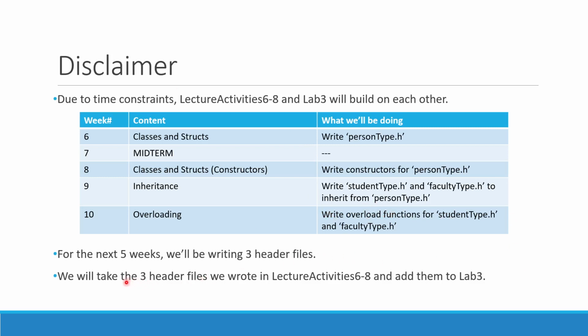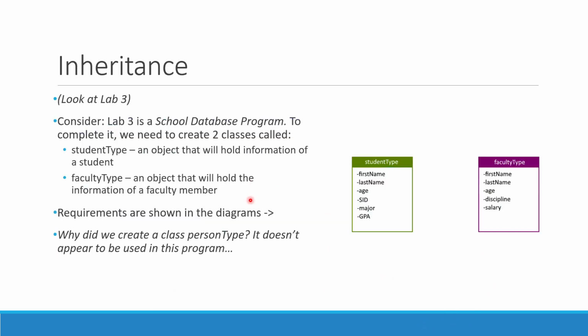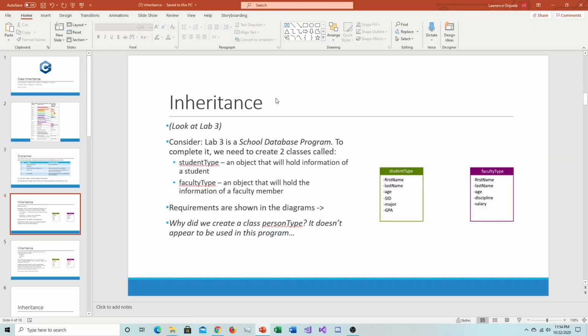And again, we will take these 3 classes that we wrote in lecture activities 6 through 8 and add them to our lab 3, and that'll be it. So, inheritance. It would be useful if we looked at lab 3 again and reminded ourselves of what it is that we're trying to do. So I'm gonna exit real fast and pull up lab 3 on my second monitor.